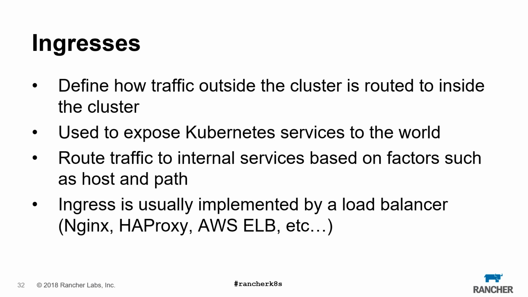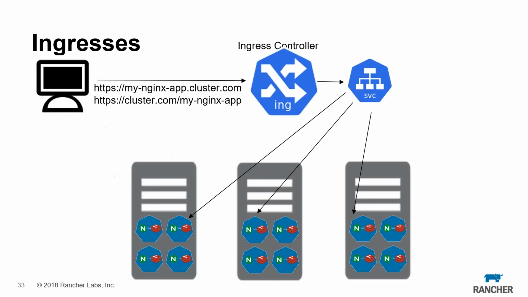And the Nginx ships with Rancher, but there's nothing to stop you from using AWS ELB or HAProxy or Traefik. There are lots and lots of them that do this. And it works a little bit like this: you have your path-based routing or your host-based routing. Then it hits the ingress controller. Like I said, it could be Nginx, it could be Traefik, and it goes to your backend layer 4 service, and then that goes to your pods.